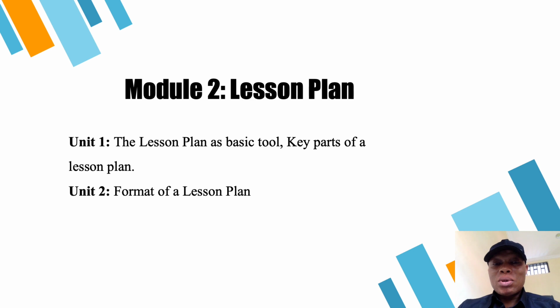What is it all about? The key parts of a lesson plan. Unit 2 talks about format of a lesson plan. That is, how does a standardized lesson plan look like?